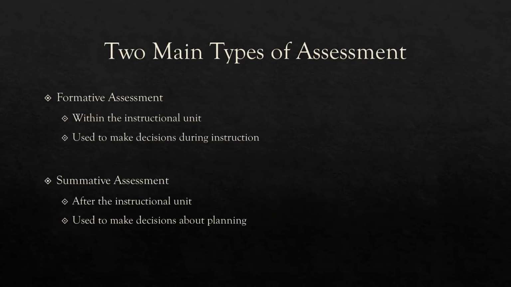So there are two main types of assessment that we're going to talk about today, and the first one is formative assessment. Formative assessment is assessment that's done within the instructional unit, and I'll explain what that means. So in the course of a lesson, these are things that I'm going to do during the course of teaching that help me make good decisions about what's going on. Are students following what's going on? Are they completely lost? Do they know this all already?